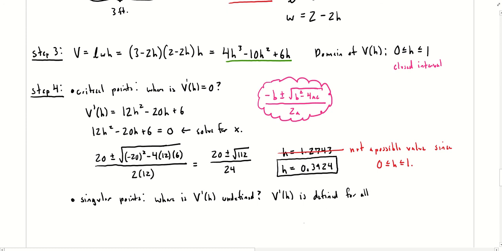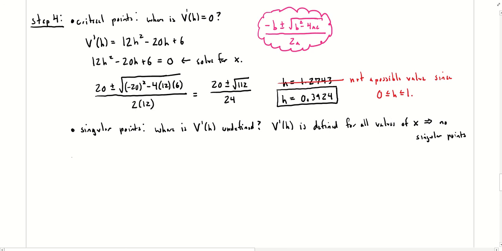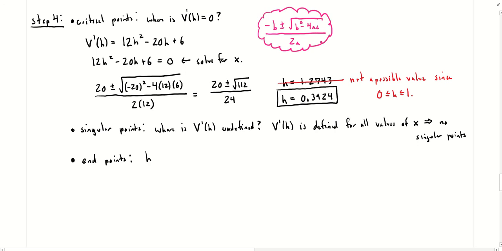So I'm going to say here, my first derivative is defined for all values of x, which implies no singular points. So critical points, singular points, the last thing I need here to use the closed interval method are my endpoints. These are usually the easiest ones to write down because these are the endpoints of our closed interval. Which means, if I go back up to my domain, my endpoints of this interval are 0 and 1. So h equals 0 and h equals 1.